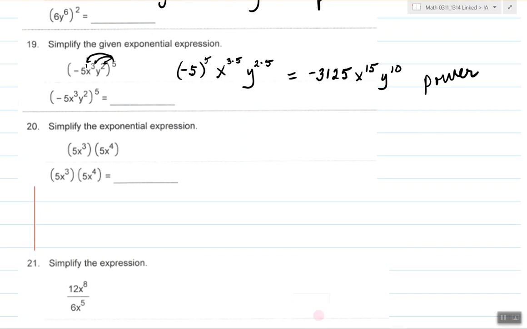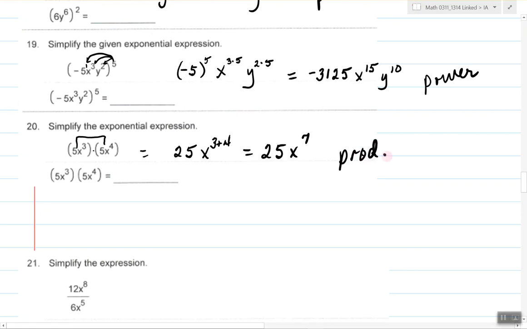All right, now we have what looks like a product. We're going to multiply the numerical coefficients. 5 times 5 is 25. X to the 3 plus 4 power. The operation is multiplication, but remember the way that we multiply like bases is by adding their exponents. So this is 25x to the 7th. That was the product rule.